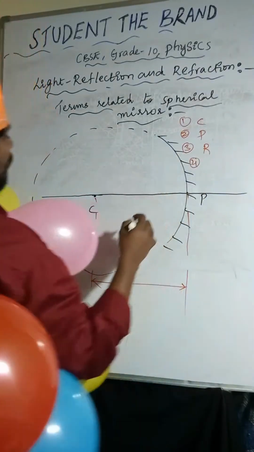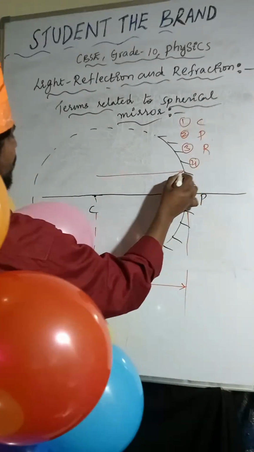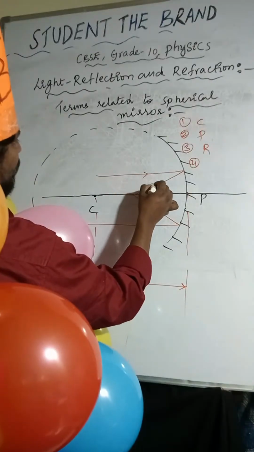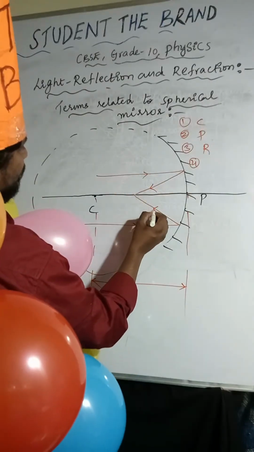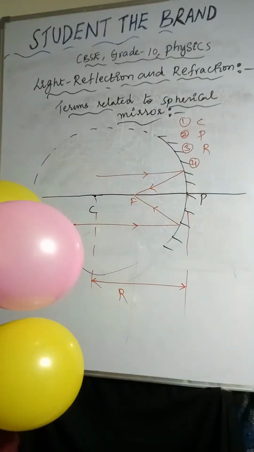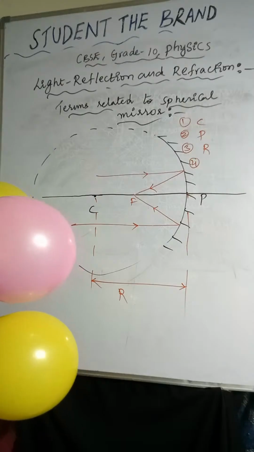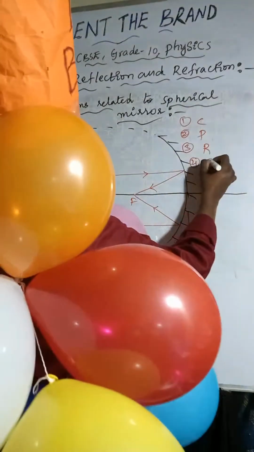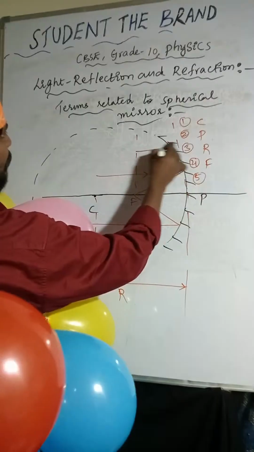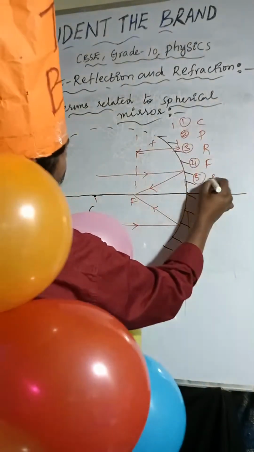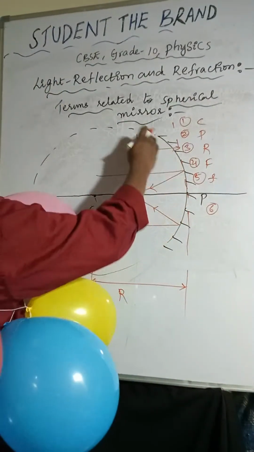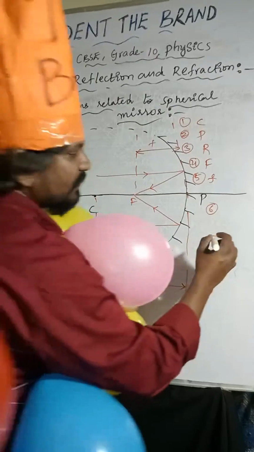Point number 4. After reflection, all light rays meet at one point on the principal axis, called the focus. The fifth one is the distance between the focus and the pole, called the focal length. And the sixth one, the width of the mirror, is called the aperture.